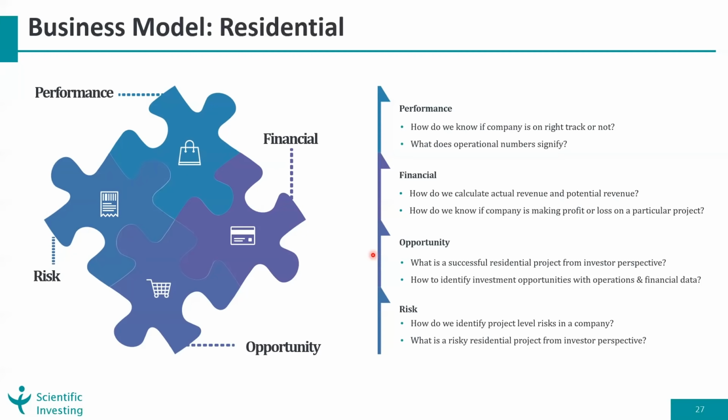How do we know if a company is on the right track or not? Or ya fir wo operational numbers, what do they signify? Wo kya batate hain? The second important aspect, because I see there is a lot of disconnect. Many of us don't know how to read financials of a residential real estate company based on the kind of questions which are asked quarter after quarter during quarterly analysis or result disclosure. So the question is, how do we calculate the actual revenue and the potential revenue? And how do we know if the company in real estate residential projects has made profit or has made loss?